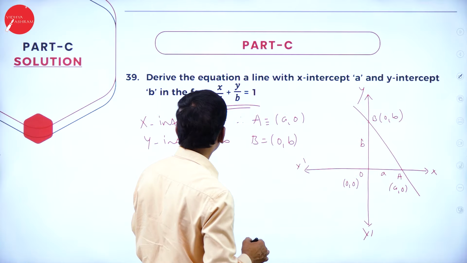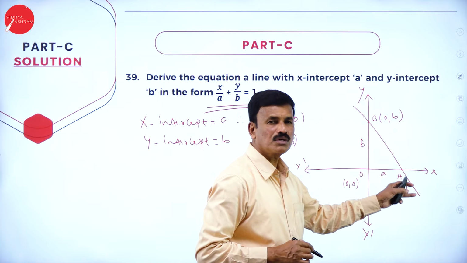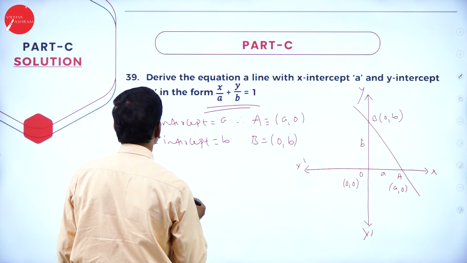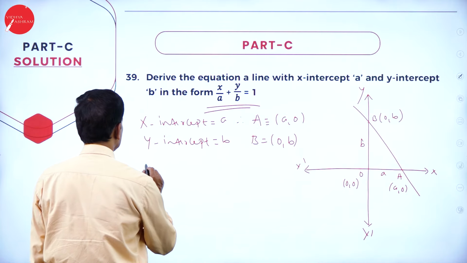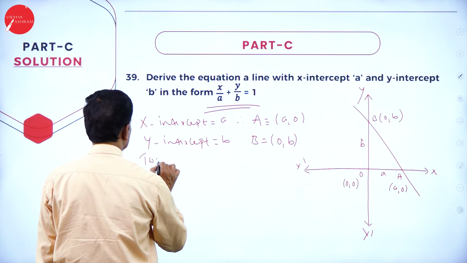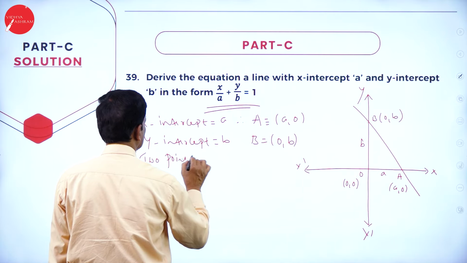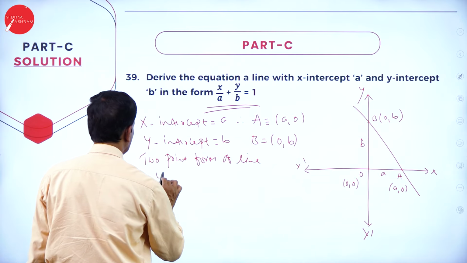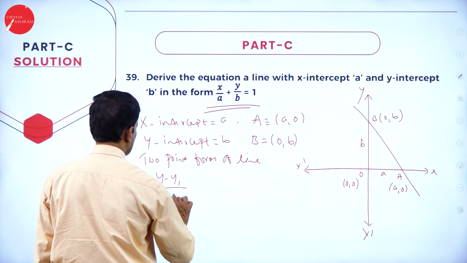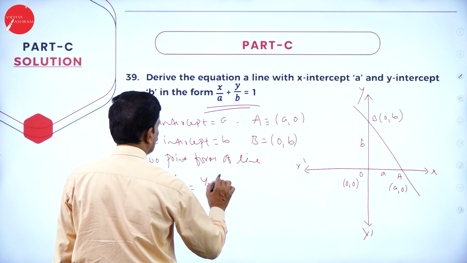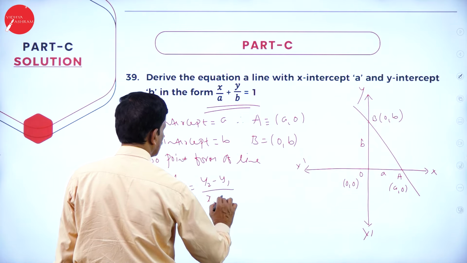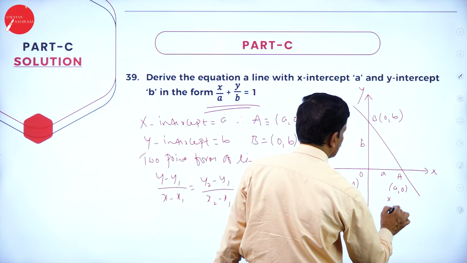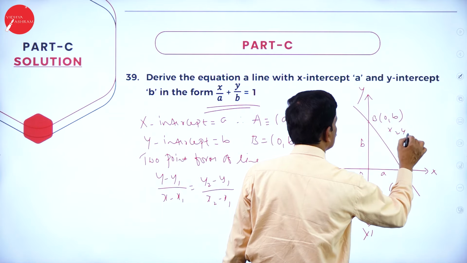So, now what is to find is the equation of a line which passes through the points A and B, that's it. Now, this is nothing but the two-point form of a line. So, using the two-point form of a line, what is the formula? Y minus y1 divided by x minus x1 is equal to y2 minus y1 divided by x2 minus x1. Now, this is x1, y1, this is x2, y2.